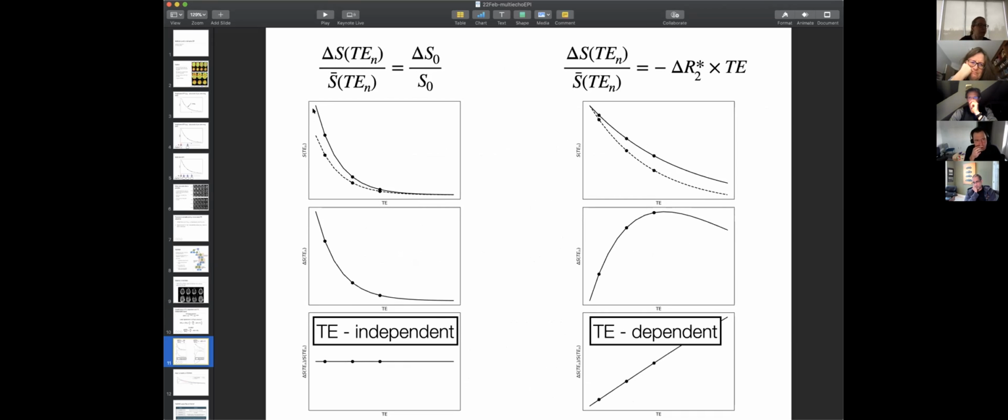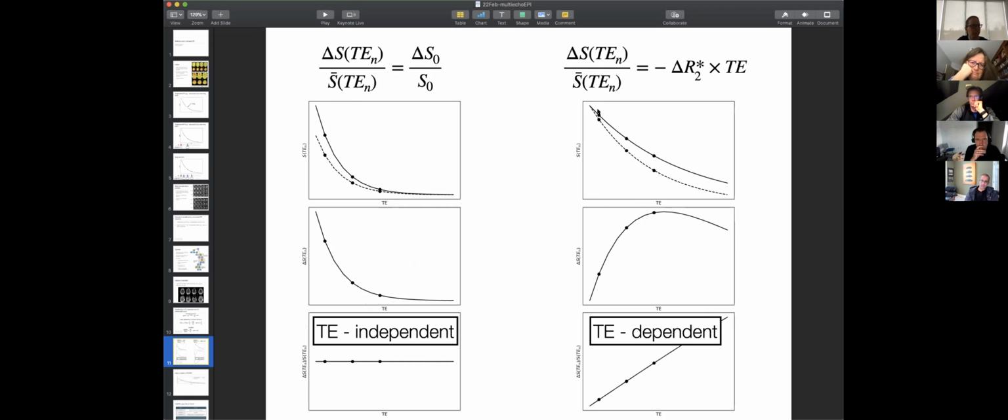So this is a similar graph to what Jody showed in her brief presentation. And if we focus just on this delta S naught over S naught, the baseline signal change over baseline signal, if we have some rest and activation, we get a difference, which is also an exponential decay. And if you plot this in terms of echo time, it's basically a straight line. So this term has no echo time dependence.